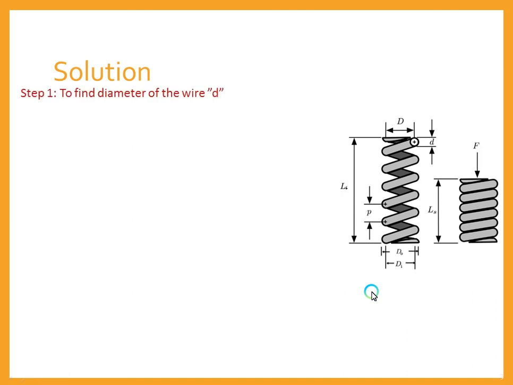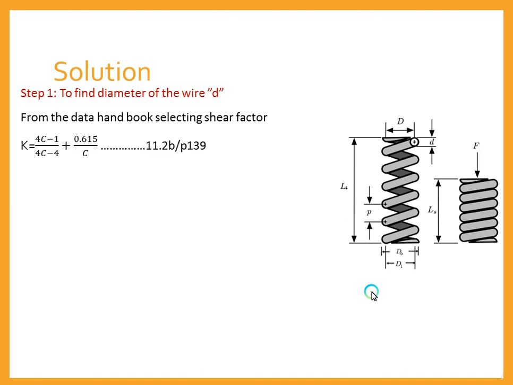Solution. Now step 1 is to find the diameter of a wire, small d. From the data handbook, the shear factor K is equal to (4C minus 1) divided by (4C minus 4) plus 0.615 divided by C, equation 11.2b of page number 139 of the data handbook. Now substituting all the values as given, K would be 1.2525. We know that C would be capital D divided by small d, which is the spring index. And now, therefore, capital D would be 6 into small d. I took it as equation 1.